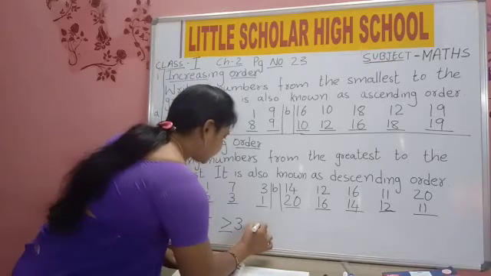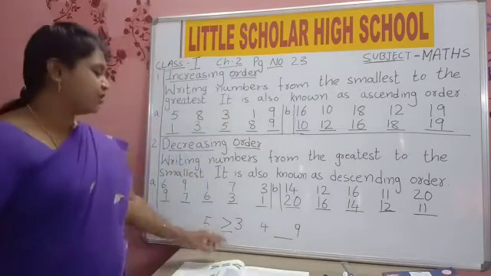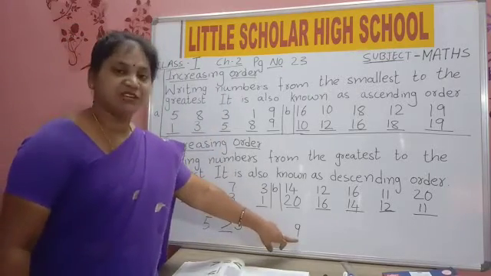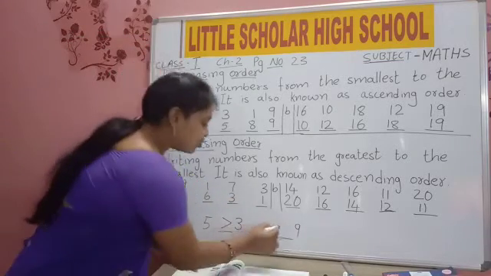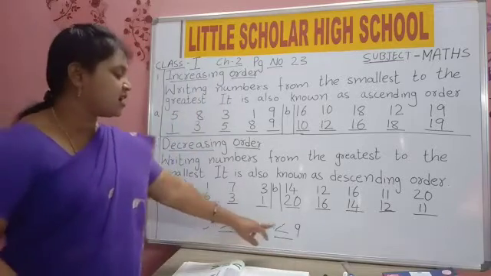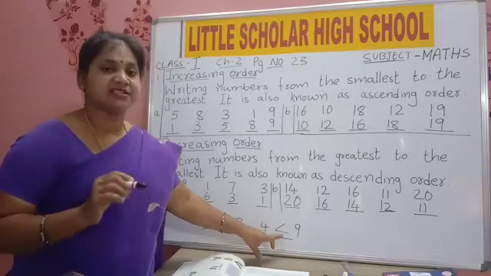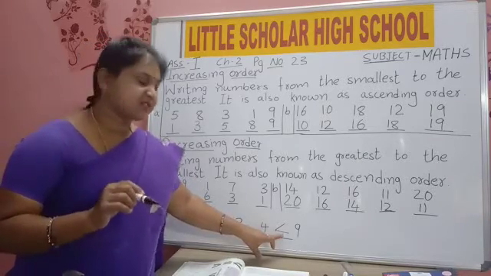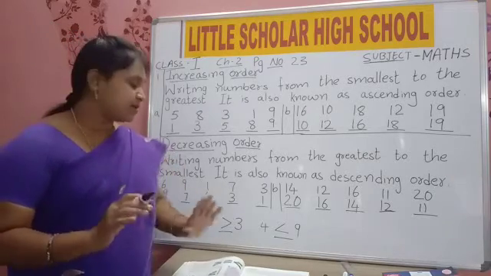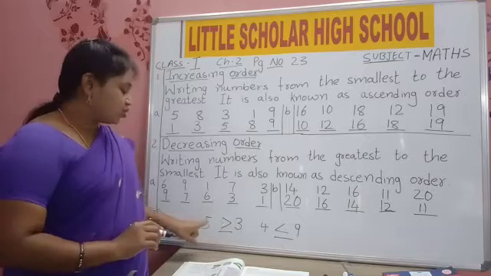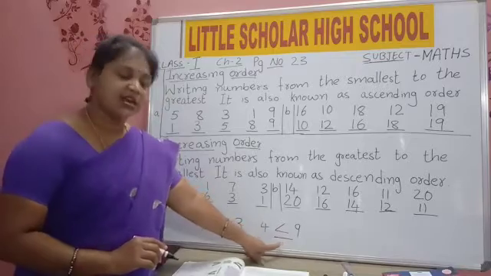Now here I am writing 4 and here 9. Now say me which is the big number. 4 is big or 9 is big? Which number is big? 4 or 9? Yes, 9 is big. So mouth will be open towards 9. Is it clear? And this sign is known as less than sign. Mouth should be open towards the big number. Remember that, children. So when the mouth is open this side, it is known as greater than sign. When the mouth is open that side, that is known as less than sign.